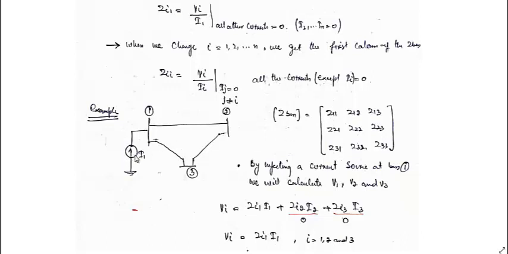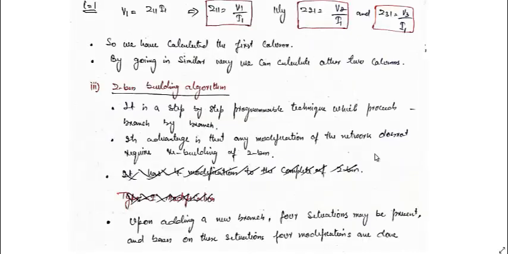By similarly placing a current source at this, that is I2 at this, we can calculate this column, and by placing a current source at this and deactivating the current sources at other buses, we can calculate this column of the Zbus. So this is how we can use this method to calculate the Zbus.